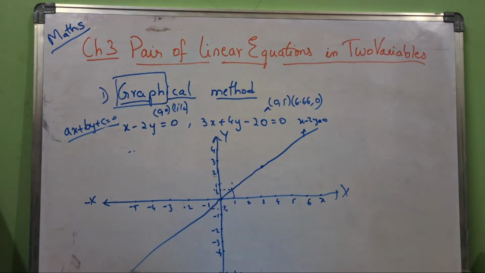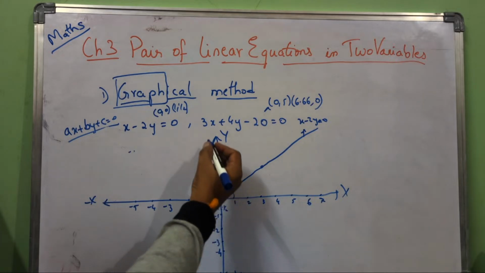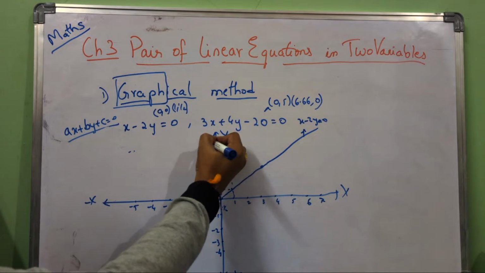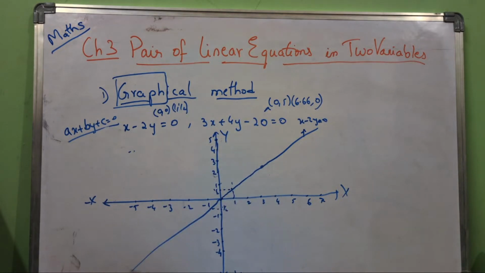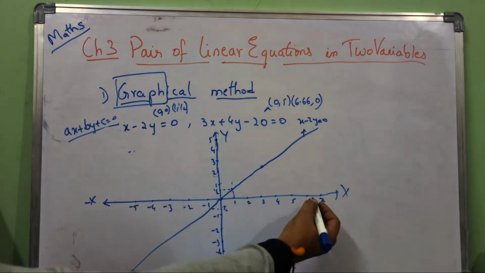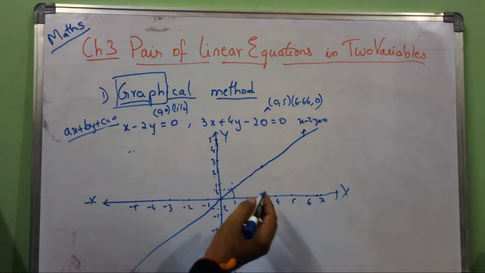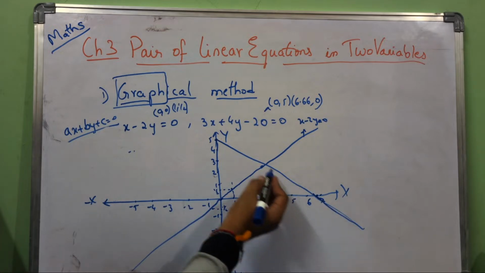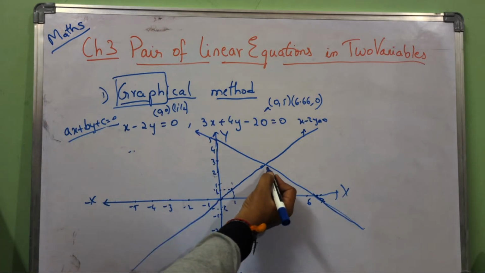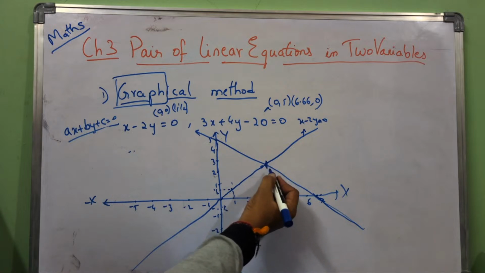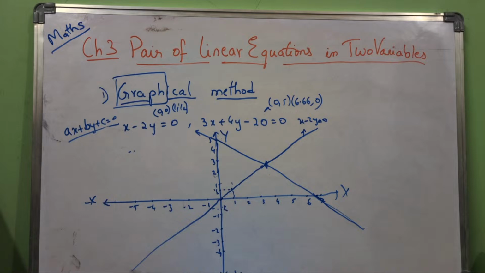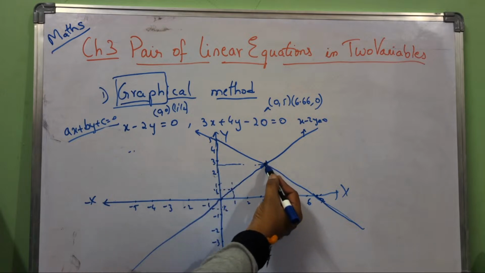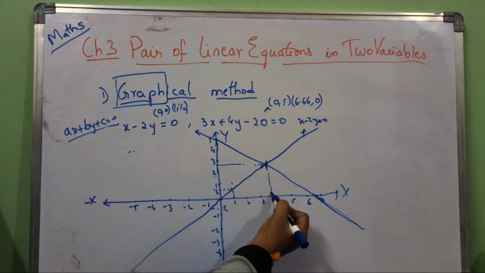Second line, we have x is 0, y is 5. Okay, let's go a little up. So this is the first point. Towards the second point, x is 6.66 and y is 0. 6.66 will be nearly here. If you mark these two, we will get the solution. This is the point of intersection and this is the solution. So approximately I am getting this as somewhere near 3 and this as somewhere near 3.6.